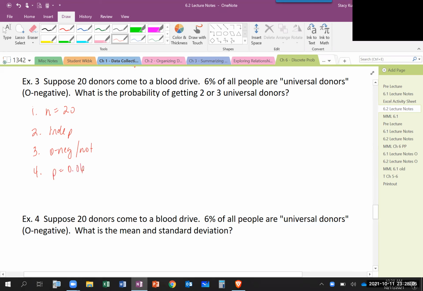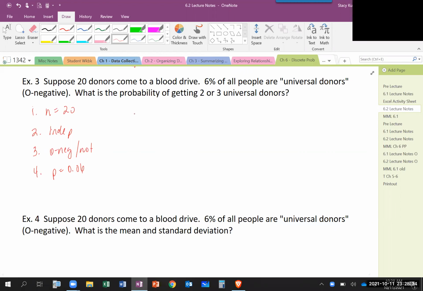What they're saying is that, nationwide or maybe worldwide, I don't really know, 6% of all people are universal donors. That's the big picture. That's the 30,000-foot picture. Now let's bring it down to just 20 people. In a sample of 20 people, what's the probability of getting 2 or 3 universal donors?